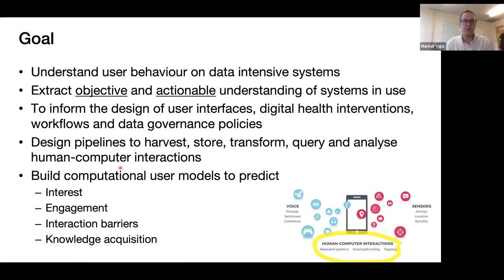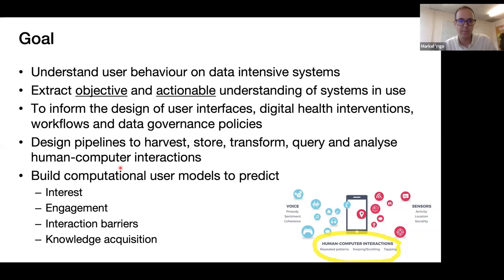I'm interested in understanding how users behave and how users use data-intensive systems. For me, a data-intensive system is something that gets very close to data, not raw data, but something like an information dashboard or a health self-tracking ecosystem where you have the wearable, you have an app, you have a dashboard on a laptop. So very close interactions with data. And I want to understand how people interact with this data.